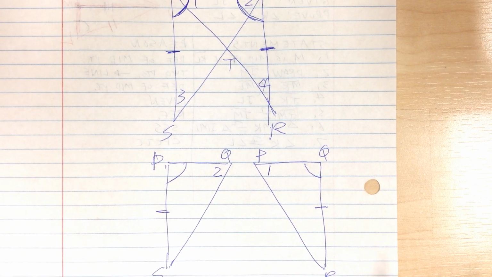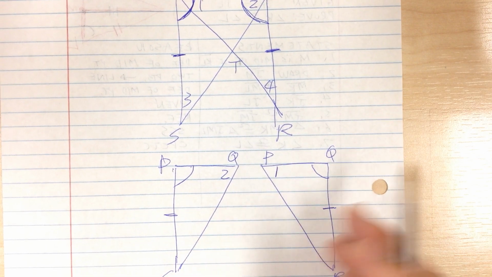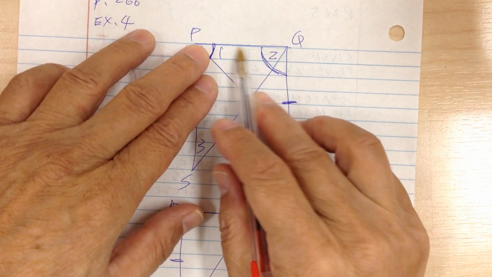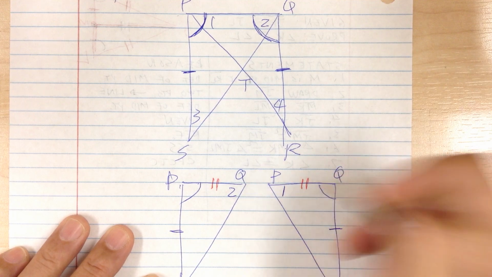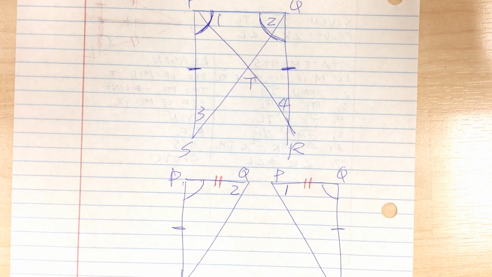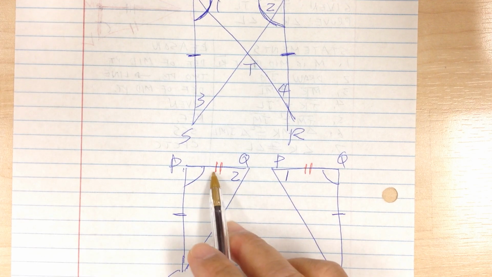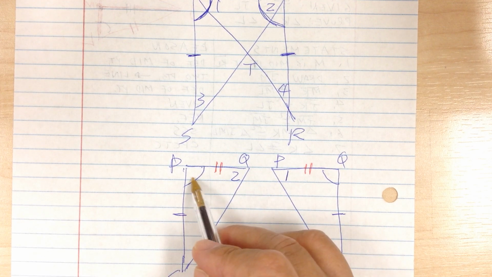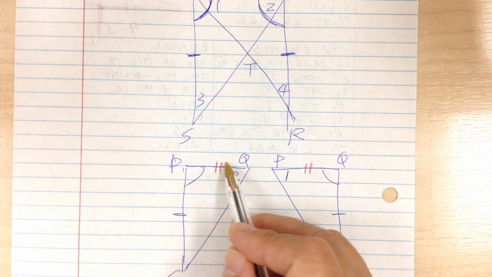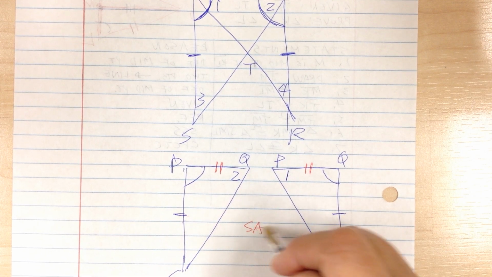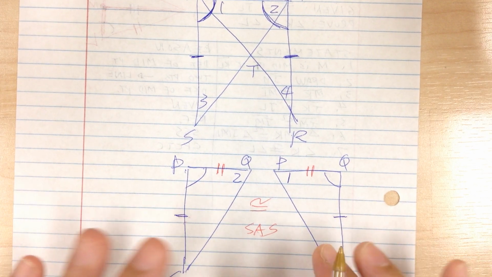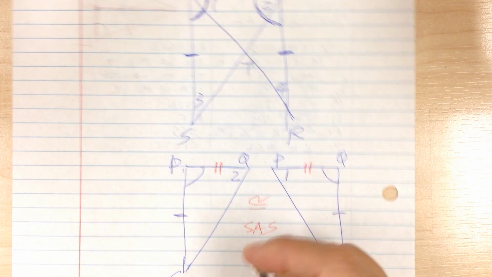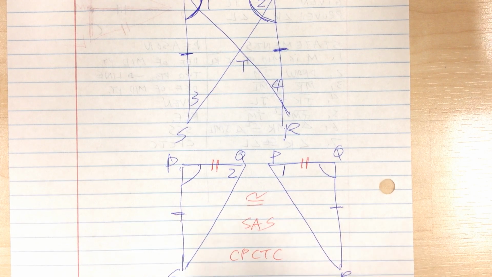Next, also remember when you have something like this, it's reflexive, right? So this side equals that side. From here you can see that the two triangles are congruent because of SAS. Once you prove that the two triangles are congruent, then you can use CPCTC to prove everything. So now we can answer the question.